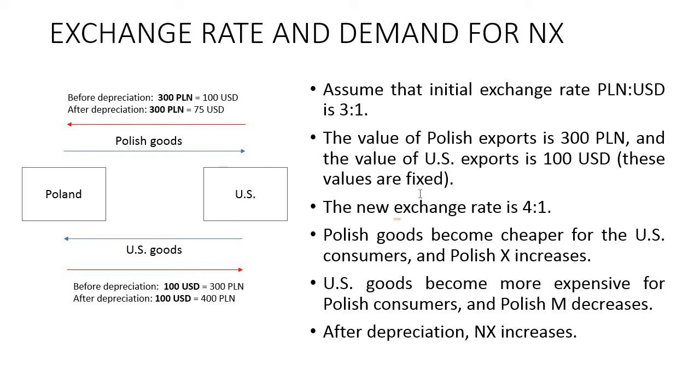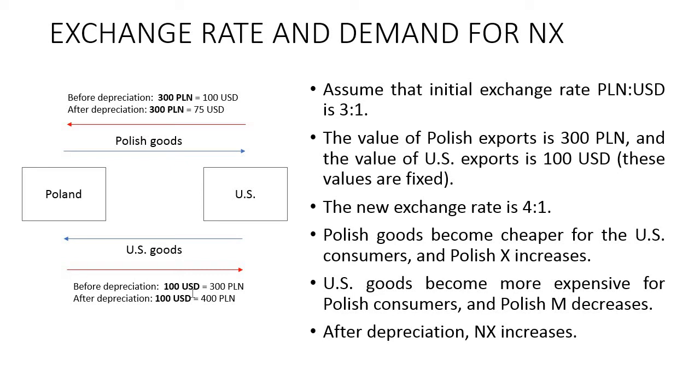However, the Polish zloty depreciated, so the new exchange rate is 4:1. Now you have to pay more Polish zlotys to get $1, which implies that the Polish zloty is less valuable, so it depreciated. For this exchange rate, the value of Polish goods for US consumers is equal to $75, and the value of US goods for Polish consumers is equal to 400 zlotys. So goods produced in the United States are now more expensive for Polish consumers, so they will buy less of these goods, and Polish imports decrease.